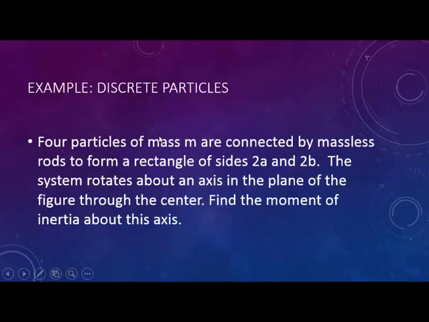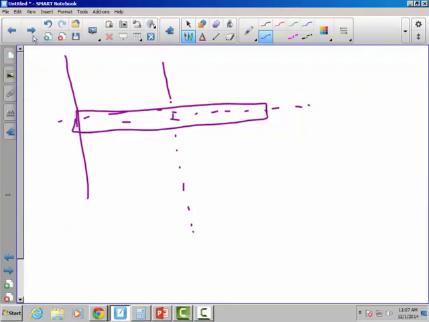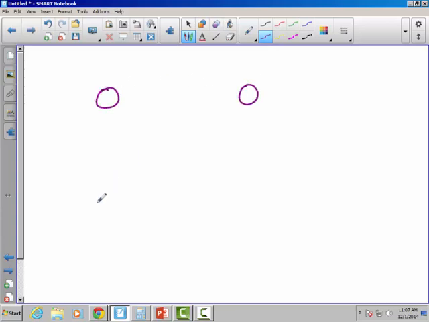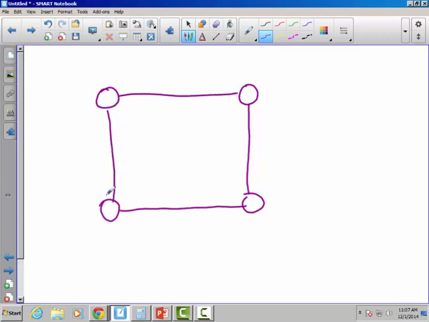Okay. So let's look at a situation where we have particles, not a continuous object, and we're going to draw this on our whiteboard here. So let's say we have 4 objects, 4 spheres, and they are connected together by rods that we'll say are massless for the purposes of our math. And let's say this distance here is 2b. And this distance here is 2a. And I want to rotate this whole thing around the center. I want to spin it on an axis here in the middle of the square.